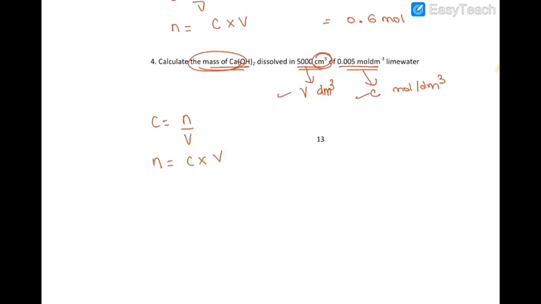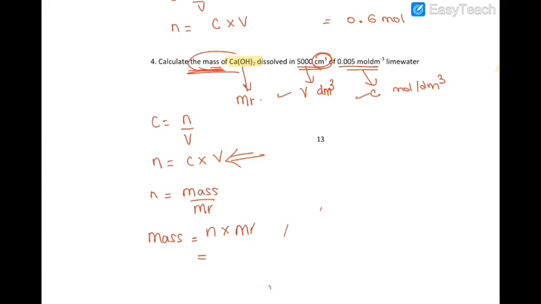From the number of moles, you can get the mass. So, number of moles is mass over mR. Therefore, the mass would be given by the number of moles that you just calculated times the mR. And the mR here, you calculate it for Ca(OH)2. So, calculate the mR for this, and then you multiply it by the number of moles. This should give you the mass. If you do this properly, you should get 1.85 grams.